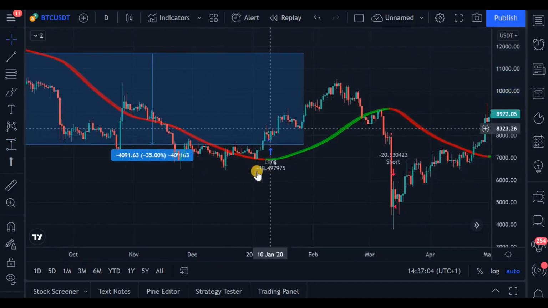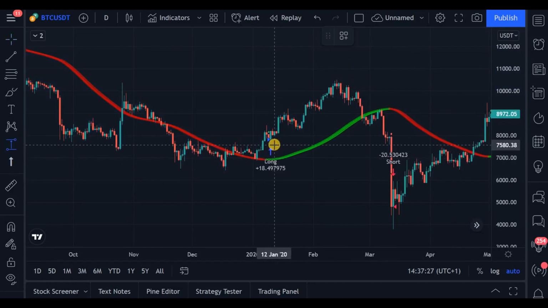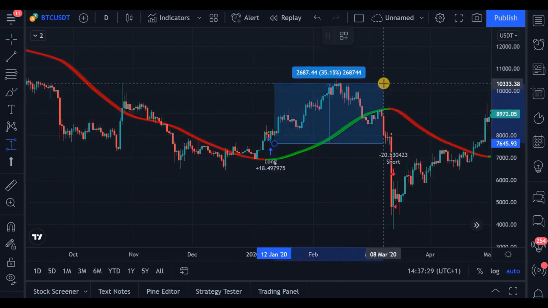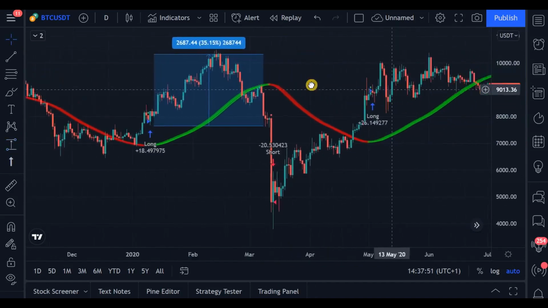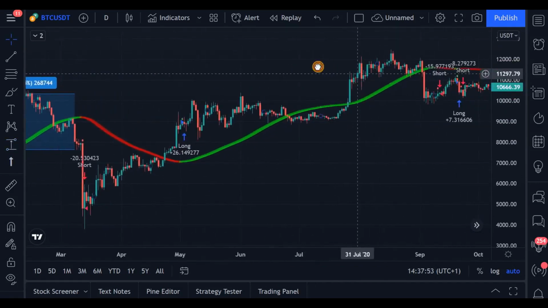Next to it is another example of a long position. This right here is a good signal and this made over a 35% move to the upside. You can also see that this strategy is very good and you can use it to make profits over time.